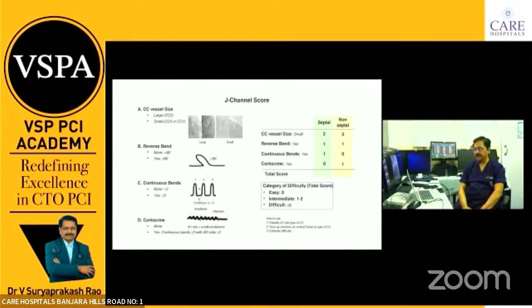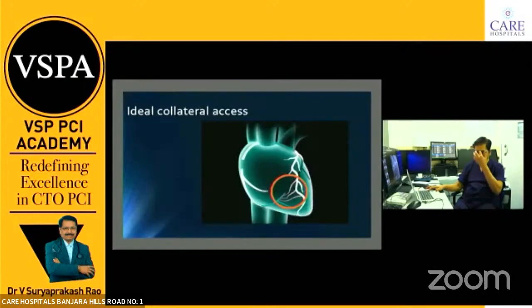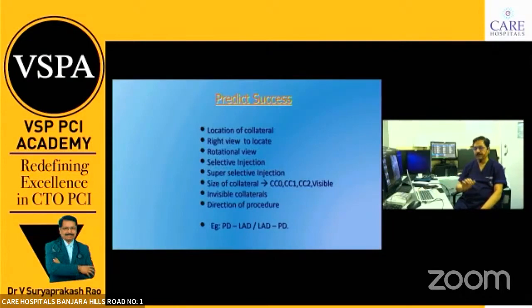If you find zero, it is easy to cross. If you find intermediate 1 to 2, and difficult more than 3, it's a very important score, very useful. So the ideal collateral is what I told just now, and that is how you predict the success. Location of the collateral: the proximal collaterals are always better. Don't choose distal collaterals, because the distance the microcatheter has to travel is more and the support needed is also more.